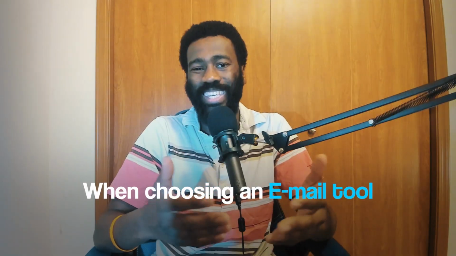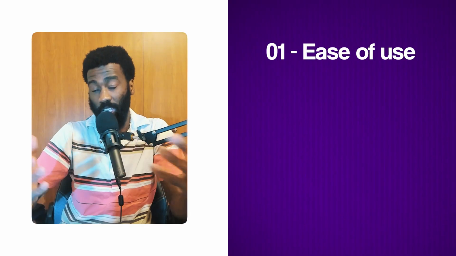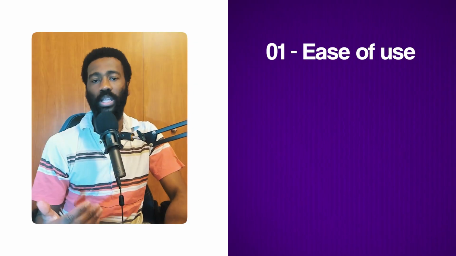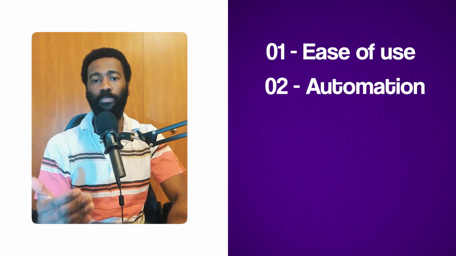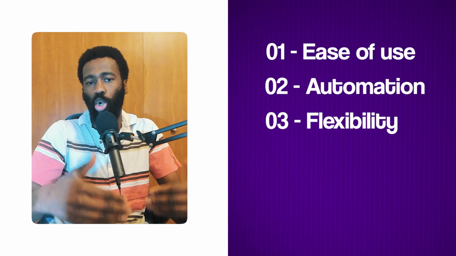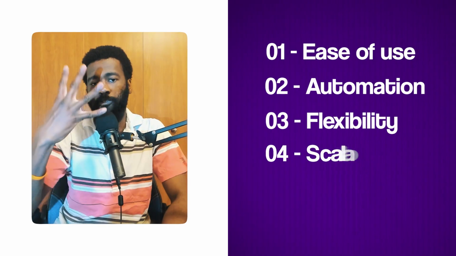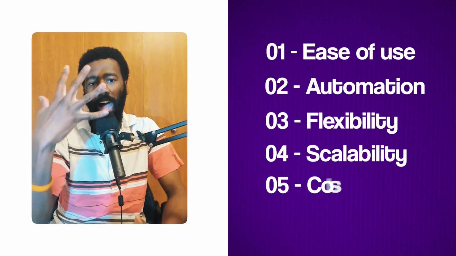Before we compare them, let's make this very simple, okay? I want you to understand that there are only a few things that actually matter when choosing an email tool. And as a business owner, here's what you need to be looking at. Number one, ease of use. Can you set things up quickly without confusion? Number two, automation. Can the tool follow up with people automatically? Number three, flexibility. Can you actually organize your contacts the way you want? Number four, scalability. Will the tool still work as your business grows? Number five, cost. Are you paying for what you actually need?